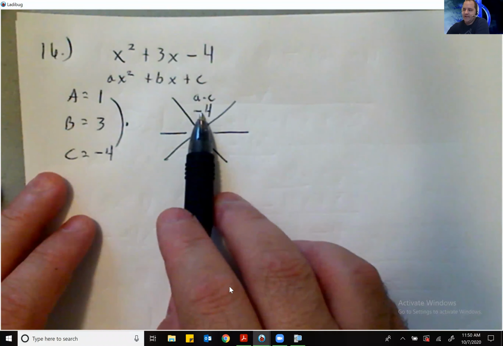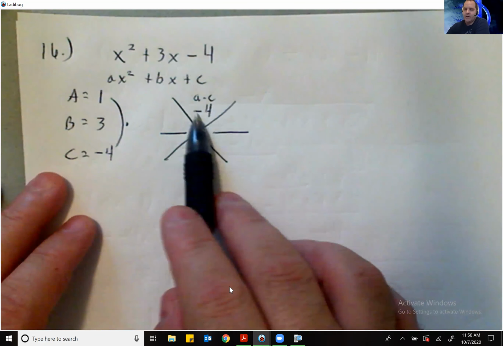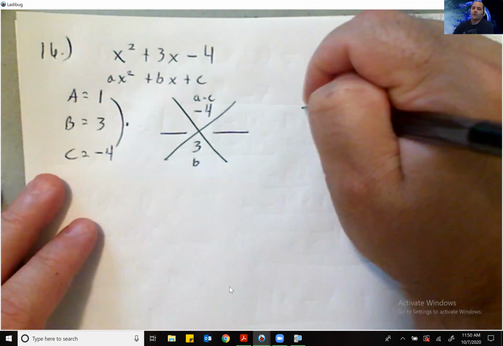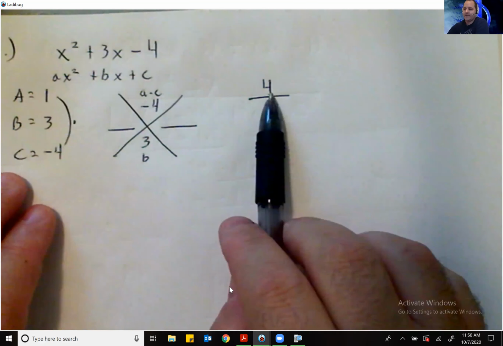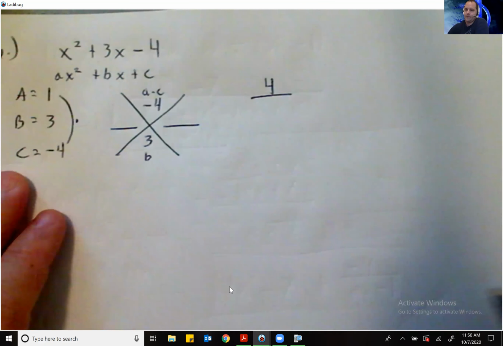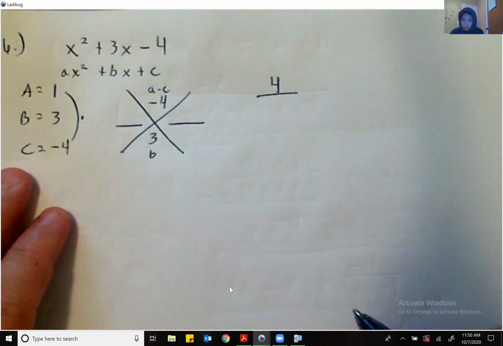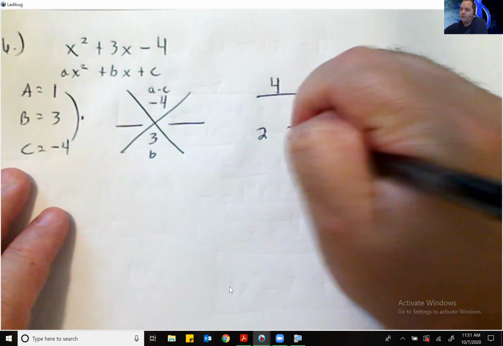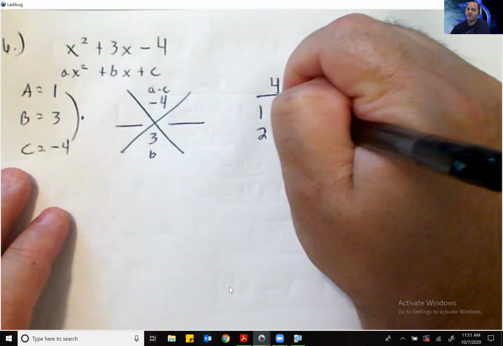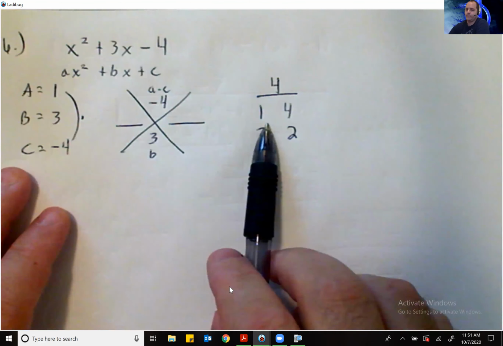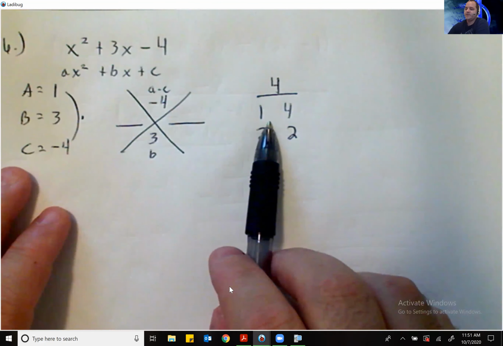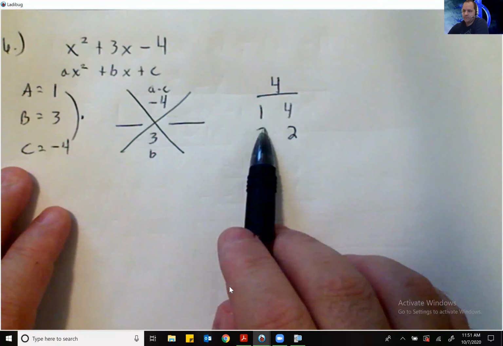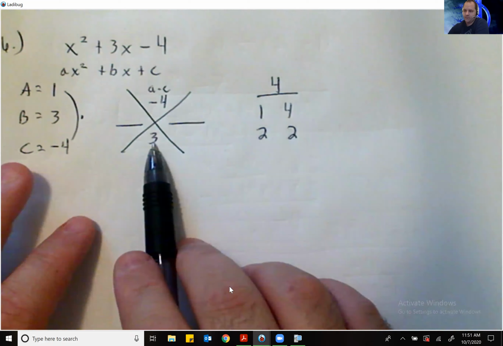The key to this is look at the factors of your top number. Don't worry about if it's positive or negative. Our top number is 4. What times what gives me 4? 2 times 2, and there's another one, 1 times 4. These are the factors of 4. Okay? Somewhere in here, by adding, we can get a 3.